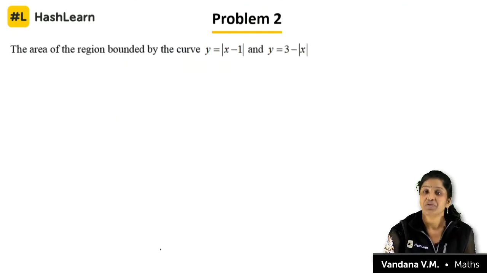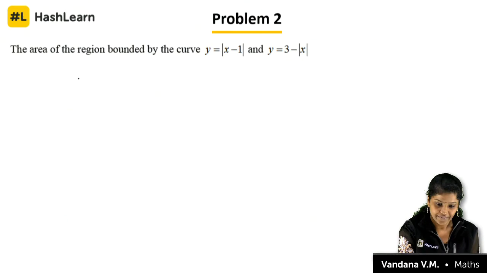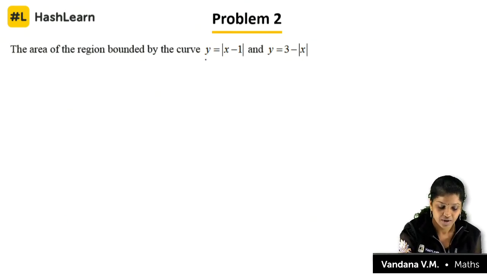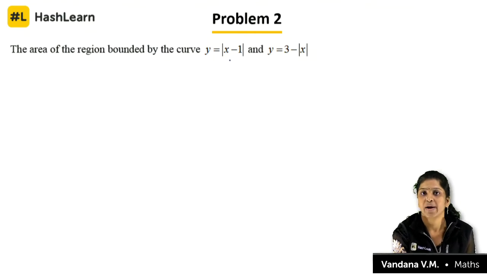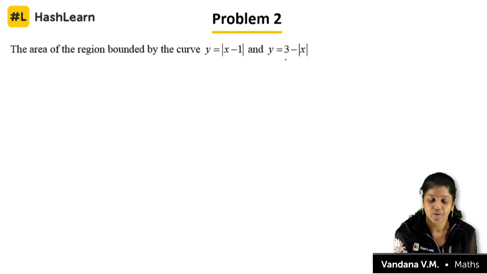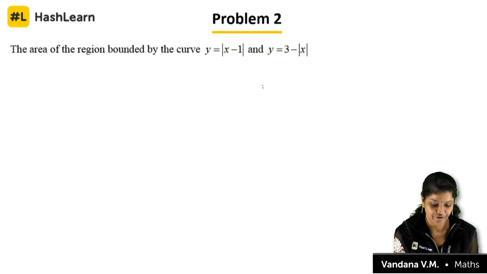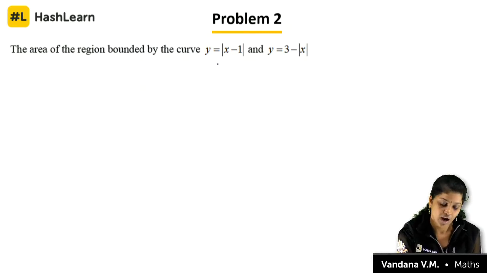Next question, a very interesting question. Yes, Radhika, correct. The area of the region bounded by the curve y is equal to mod x minus 1 and y is equal to 3 minus mod x. Many people get confused with the modulus function. Because of that only, I took all these modulus kinds of functions. Okay. So, this is how to find out, children.